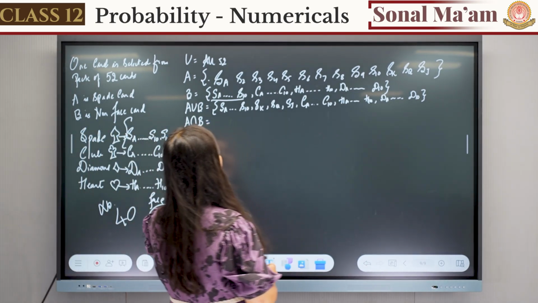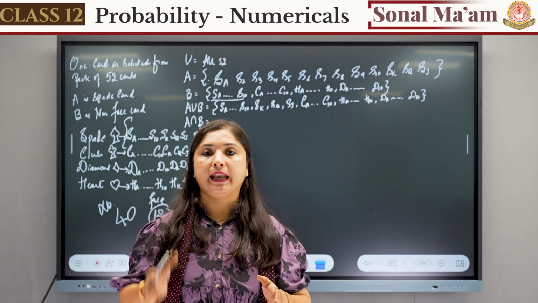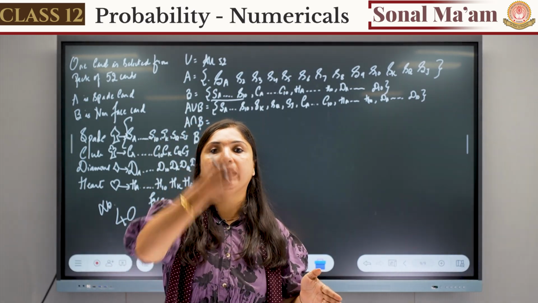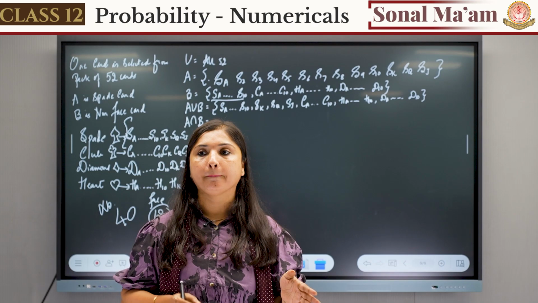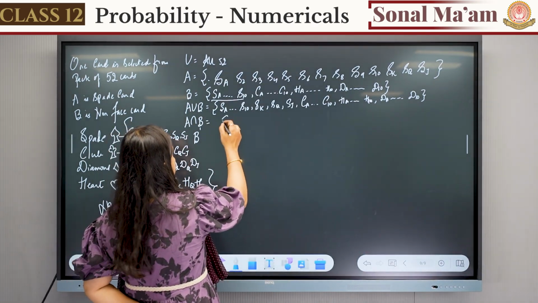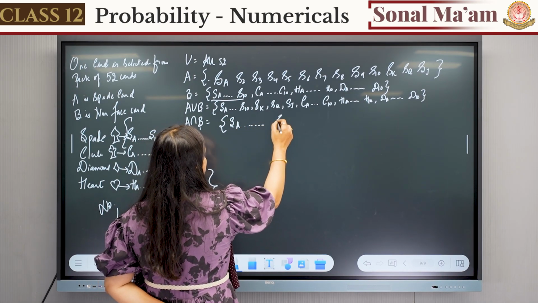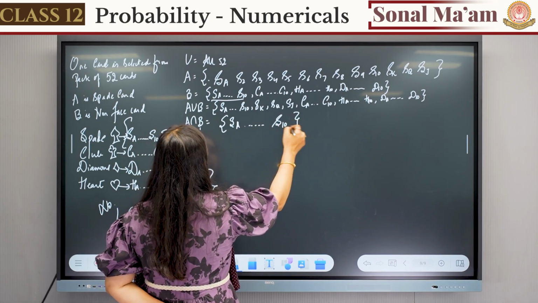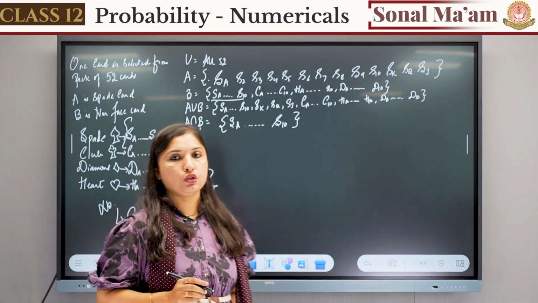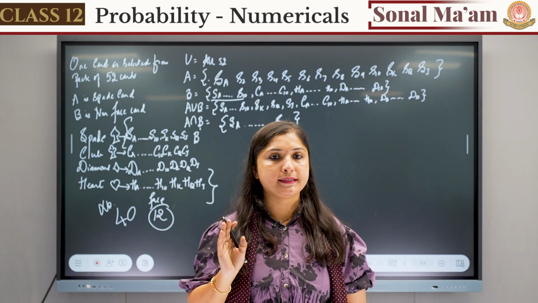Okay. Then A intersection B. A intersection B means what? Which is there in A also and B also, means only the common area. Which is the common area? SA to S10 will be my common area. So it is A intersection B. Is it clear? Are you able to understand?